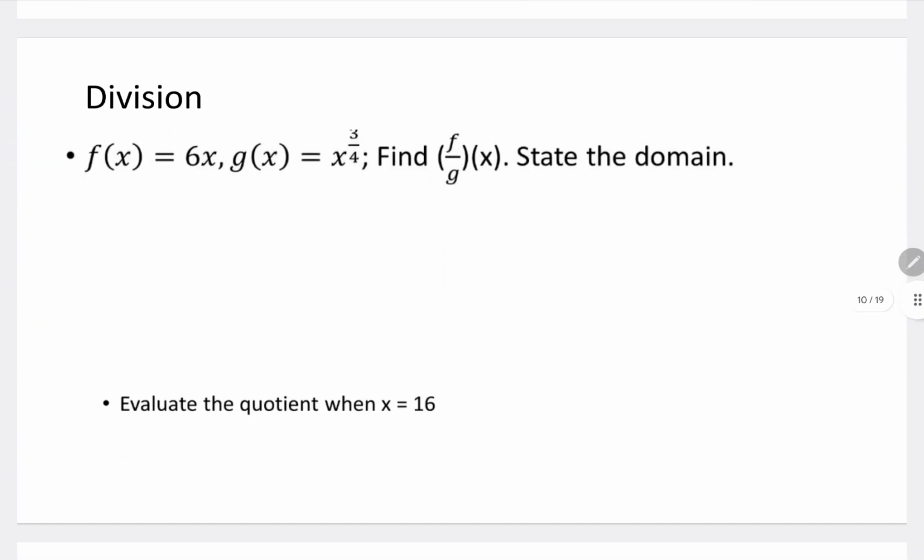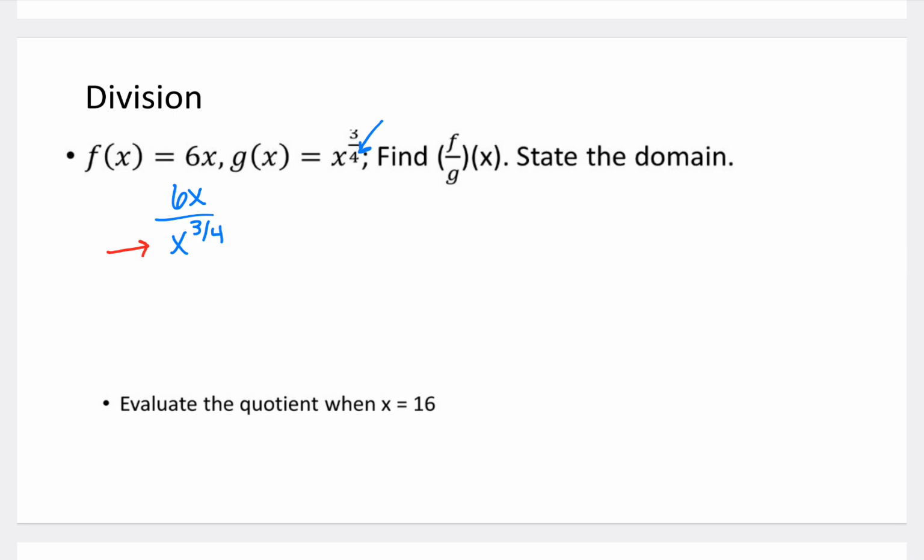All right, lastly, let's do a couple division problems. Division order matters, so pay attention if you're doing f divided by g or g divided by f. In this case, we have f divided by g. g has an even root, so our domain is going to be limited here. And now that we're dividing, there's an x in the denominator. So that's also going to limit our domain.